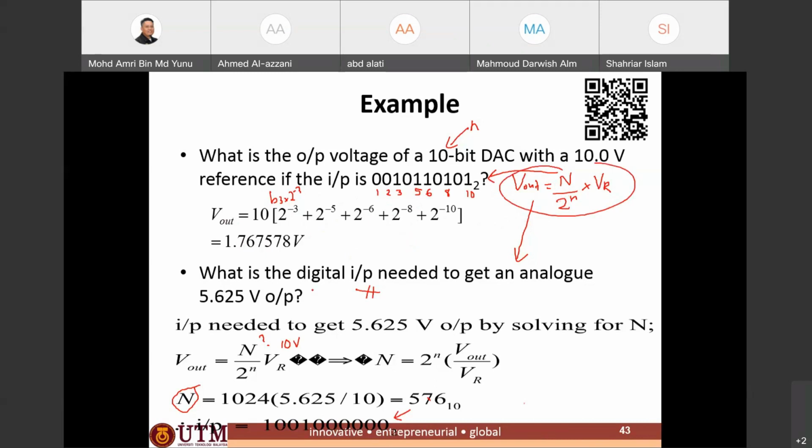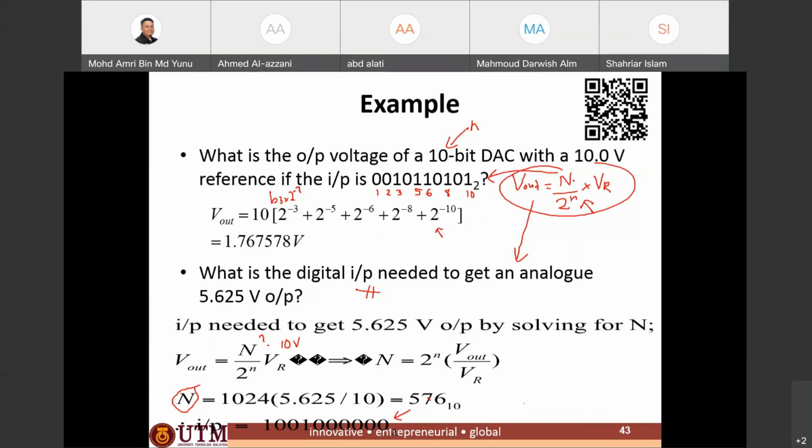What is the digital input needed to get an analog output of 5.625? But before that, what is the advantage of using this formula versus the other? If you use this formula, you need to convert the binary value into decimal.